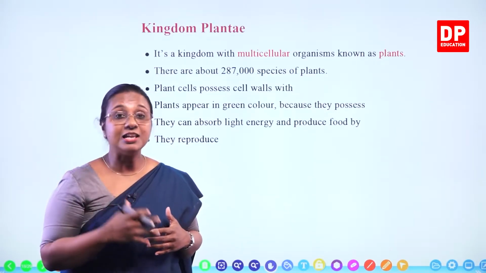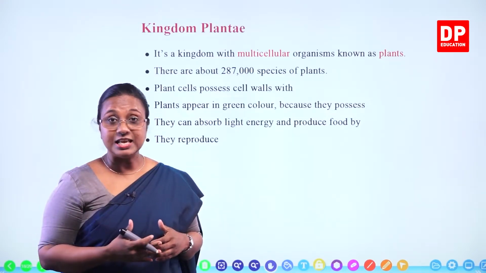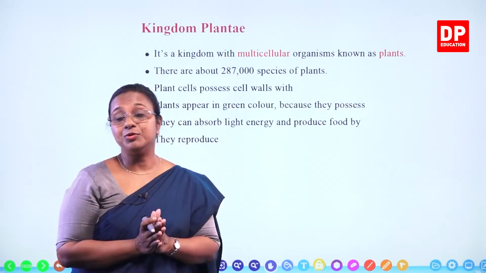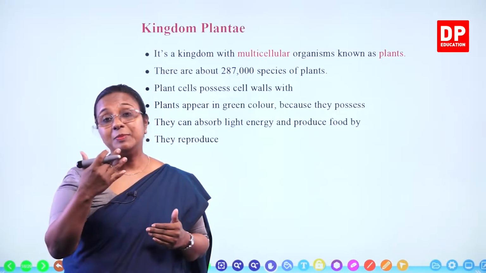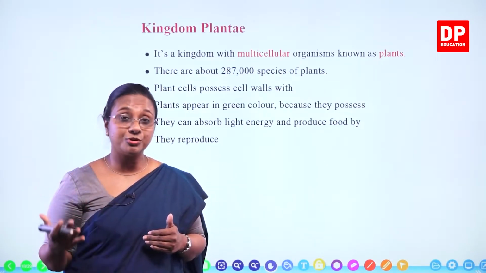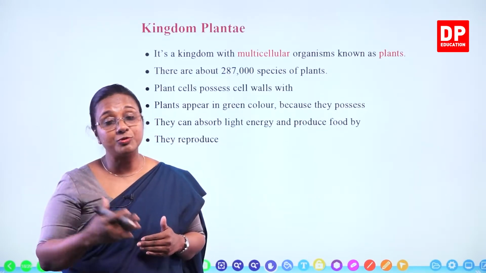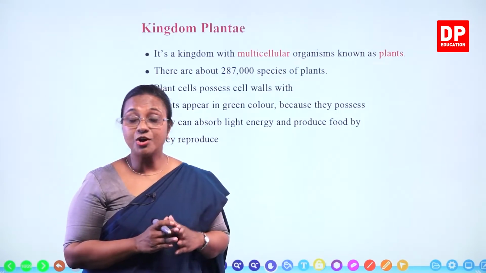There are other colors also. You can remember the mosaic type leaves of crotons and all that. But normally when we say plants, we relate them to green color. What is the reason? Because they have the pigment, green color pigment, chlorophyll, and that is used in producing food by the process of photosynthesis. So those are some features of plants.